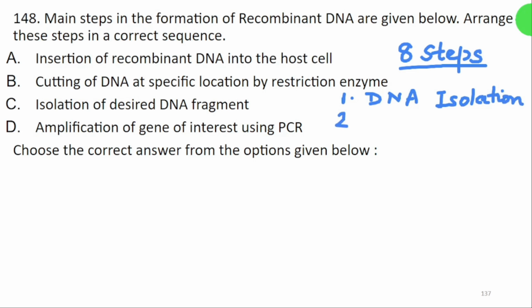Next one, we need to cut out. We are creating recombinant DNA. That means the vector and our gene of interest. This kind of combination we want. So to remove this gene of interest from the whole DNA which we have isolated, we will have to do restriction enzyme digestion.